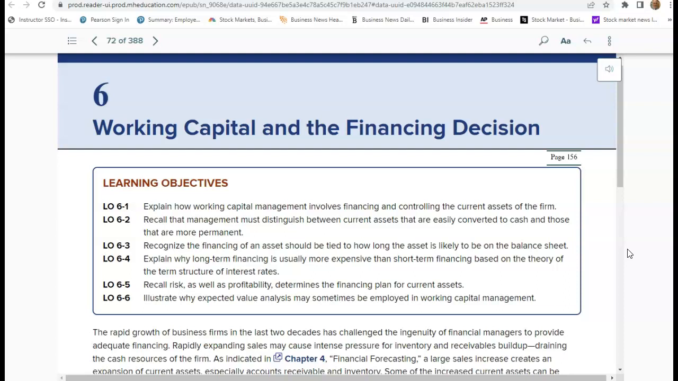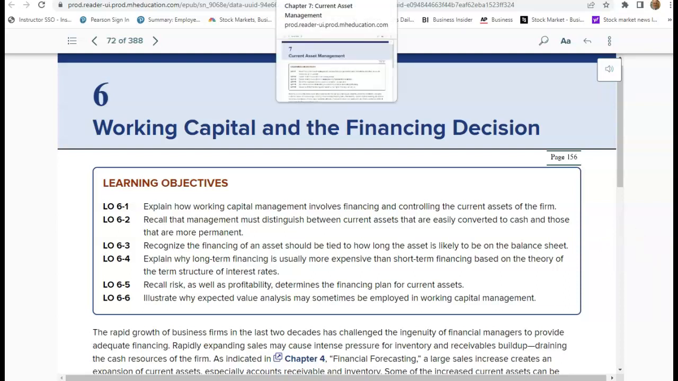I want you to recall risk as well as profitability determine the financing plan for current assets. So both those components work into it. And illustrate why expected value analysis may sometimes be employed in working capital management. Expected value analysis might go under different names in different firms, but it's all basically to achieve the same thing. Okay, so that's chapter 6.